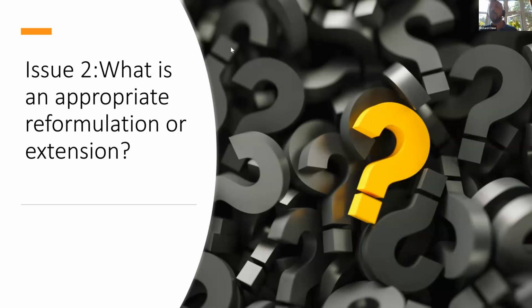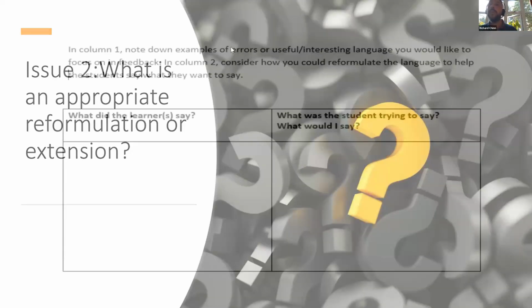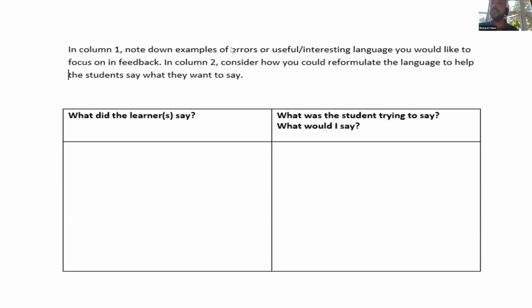And a task that I've used quite a lot on teacher training courses is the following one. It's very, very simple, but it's been found to be quite effective by quite a few people that I've worked with. The task is this. You have two columns. On the left column, you note down verbatim what the learner said.